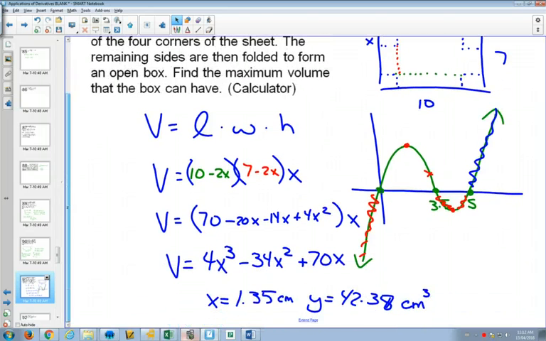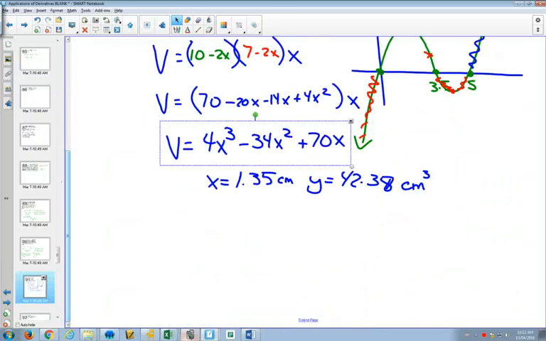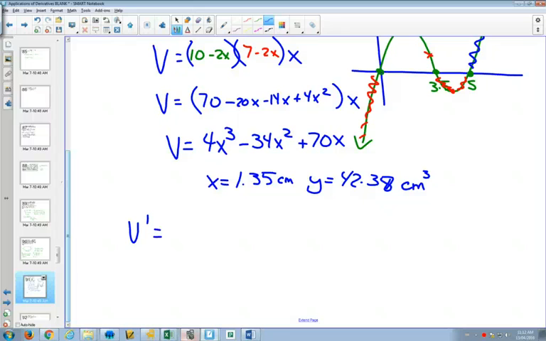And then once it's expanded, we could take the derivative, 12x squared minus 68x plus 70, and set that equal to 0. Now you might say, oh, I want to try to factor this. Well, I could factor out a 2.